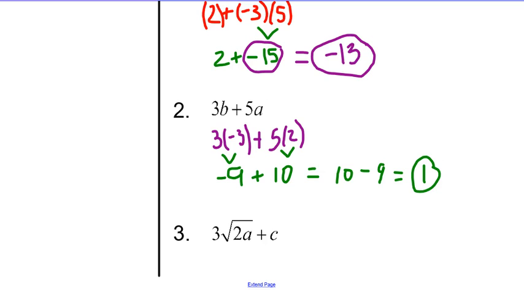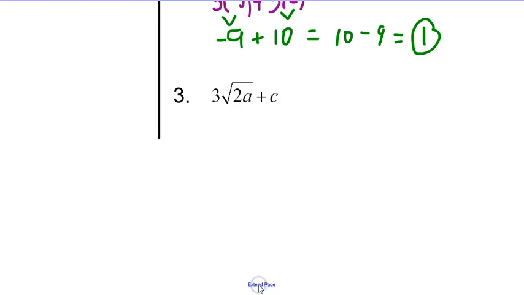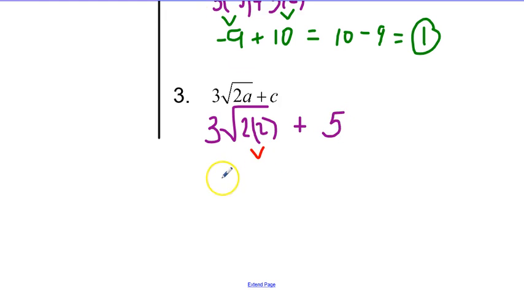Example number 3. 3 times the square root of 2a plus c. So first off, we substitute in those numbers. 3 times the square root of 2 times a, which is 2, plus c, which is 5. Do the multiplication underneath the radical first, underneath that square root. 2 times 2 is 4, so we're doing 3 times the square root of 4 plus 5. The square root of 4, we have to do that first.